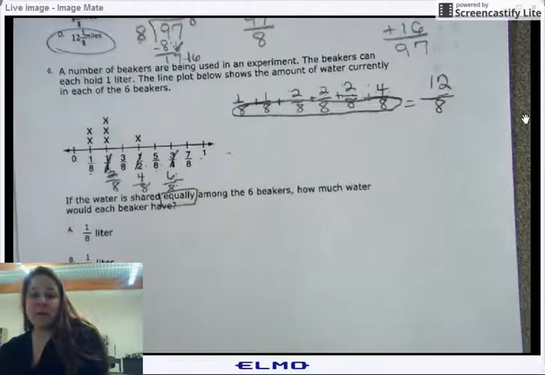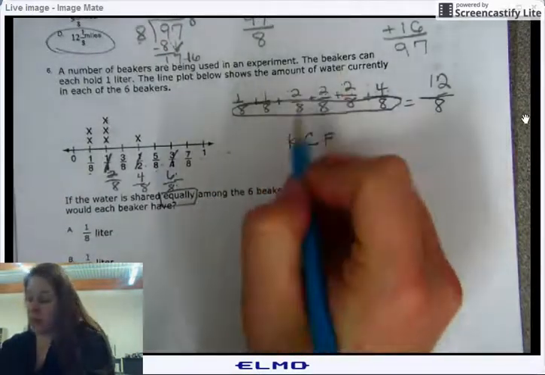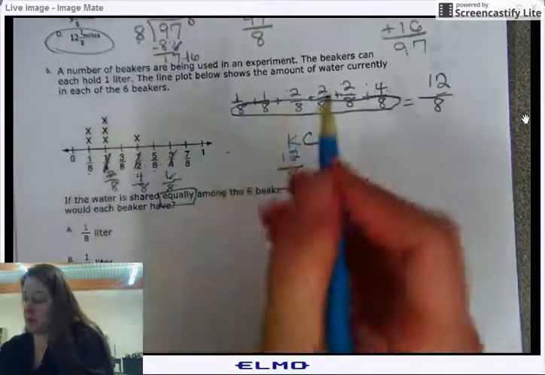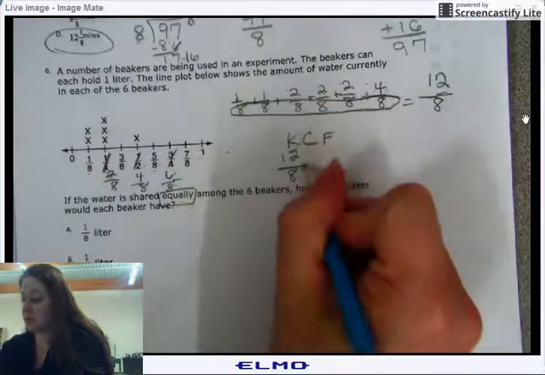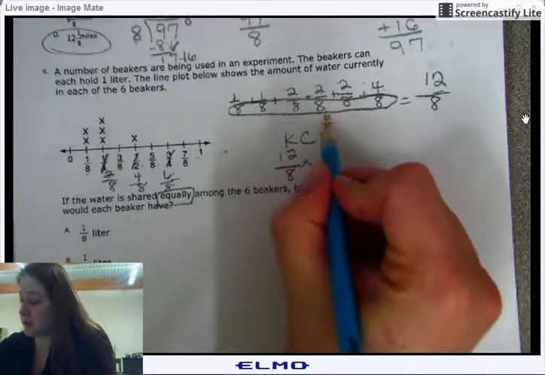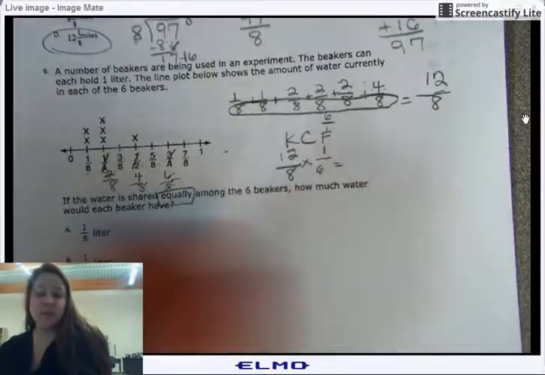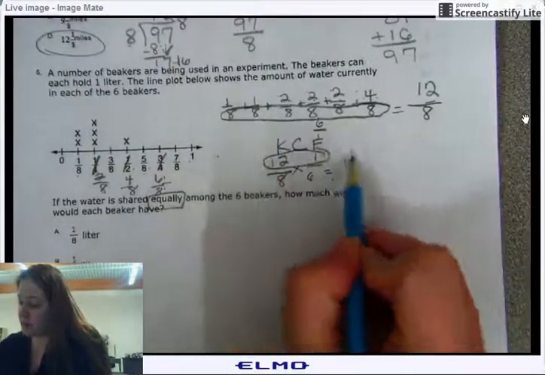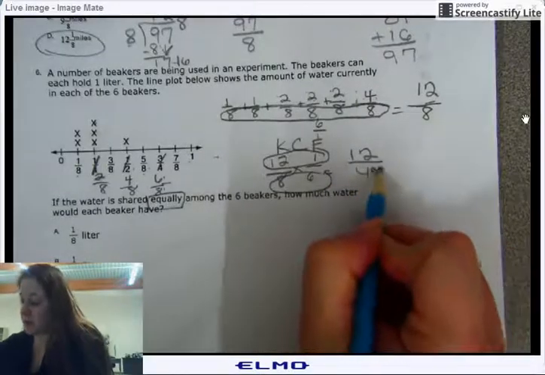I'm going to divide them equally among 6 beakers. So I'm going to keep, change, and flip. I'm going to keep 12/8. The original explanation was division, so we're going to change it to multiplication. The original was 6, we're dividing by 6 over 1. It's now going to become 1/6. And now I can multiply. 12 times 1 is 12. 6 times 8 is 48.